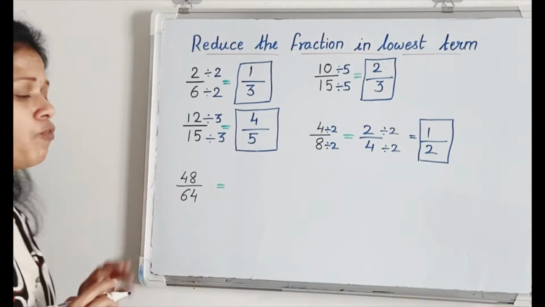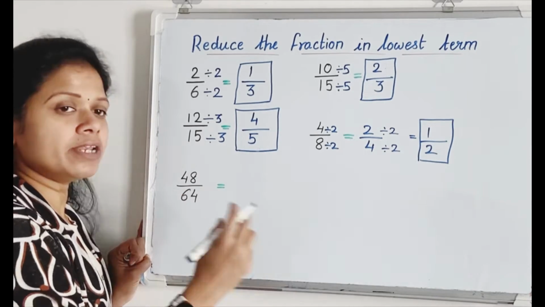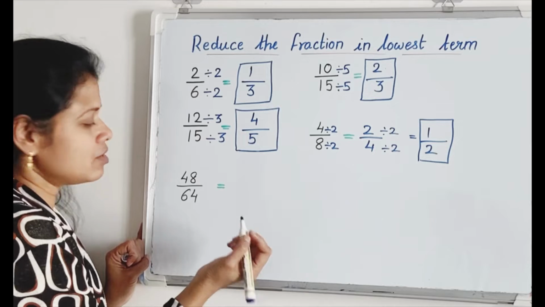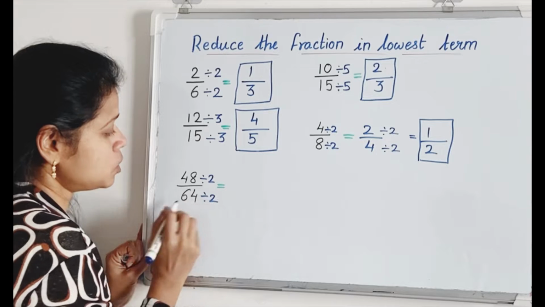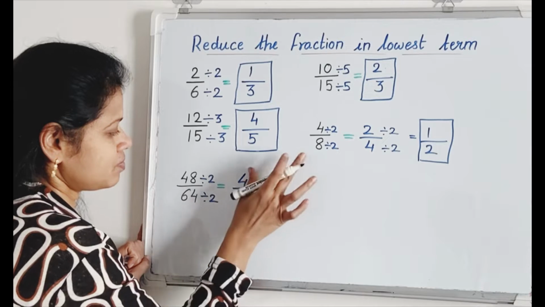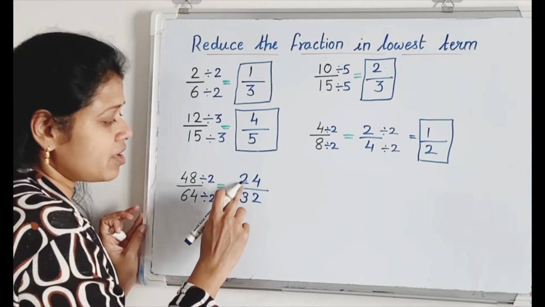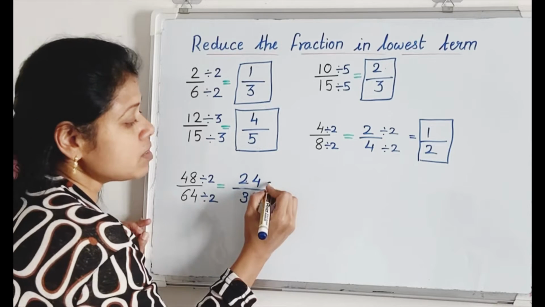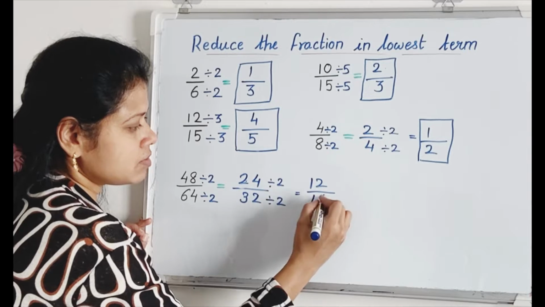Let's check another question, 48 by 64. Here, if you are choosing a common factor and dividing by it to convert to the lowest term, let's choose the common factor of 48 and 64. It is 2. So if we divide by 2, then it will be 24 by 32. Sorry, 24 by 32. Again, this is not in the lowest term because both have a common factor. So again you have to do the division, and you'll get 12 by 16.